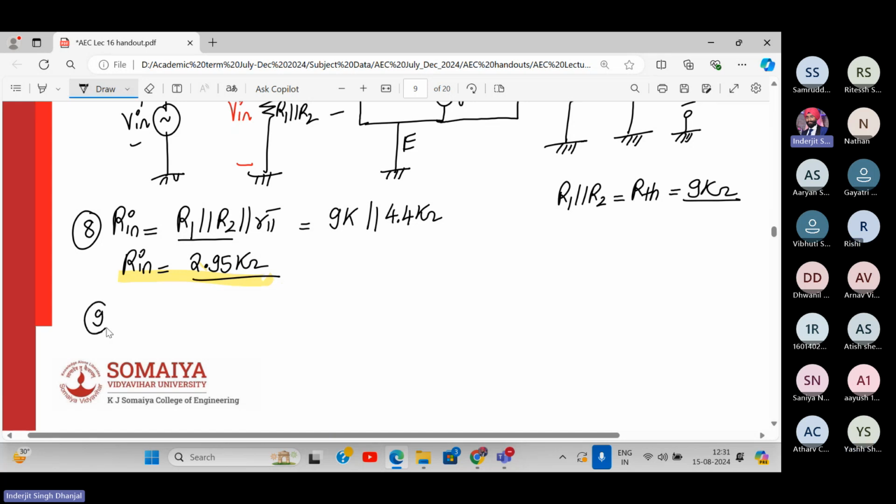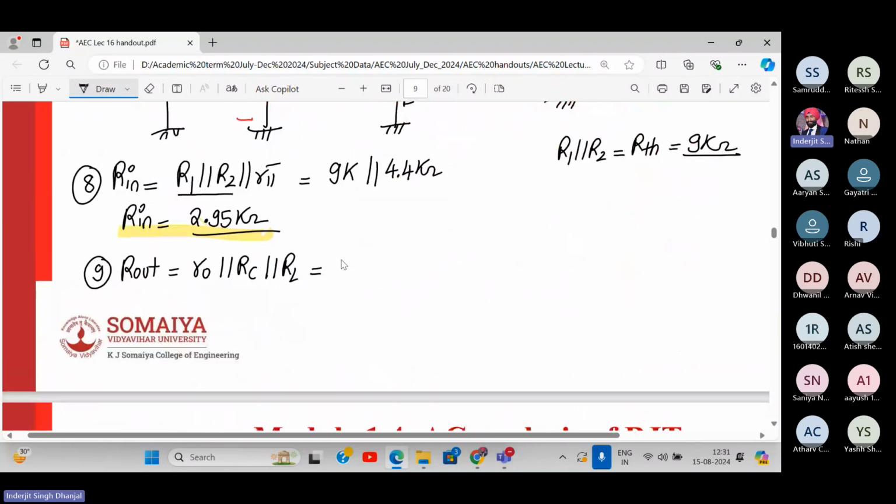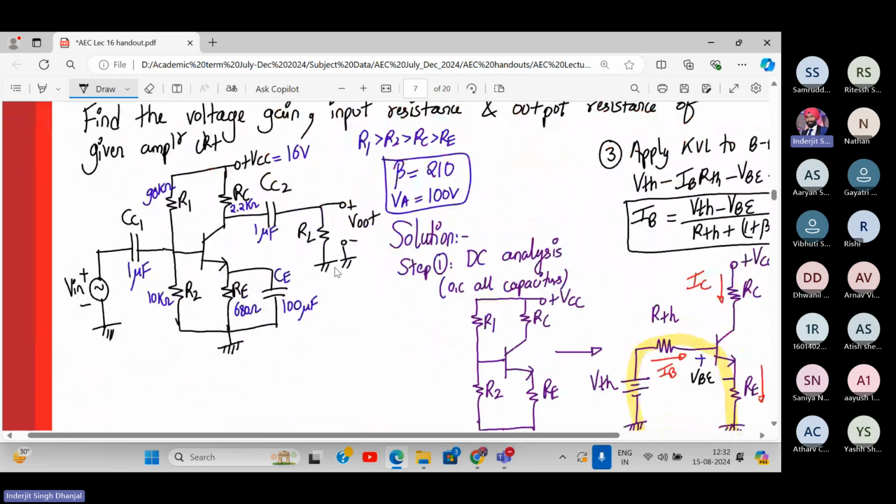Then the next step will be R out. What is the formula for R out? RO parallel to RC parallel to RL. RO is how much? 80.71, right? 80.71 K parallel to RC. How much is RC? 2.2 K, right? Parallel to RL. How much is RL? Wait, just wait. RL was not given. It is 10 kilo ohm. Please add the value of RL as 10 kilo ohm, everyone.